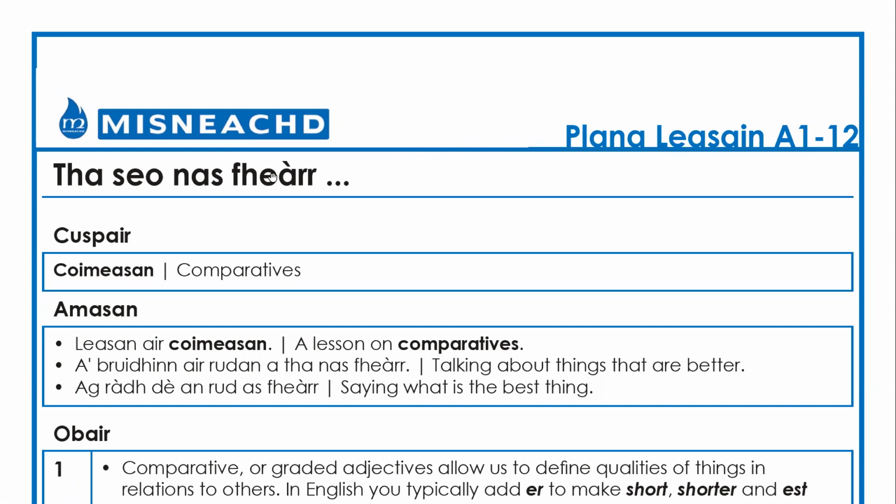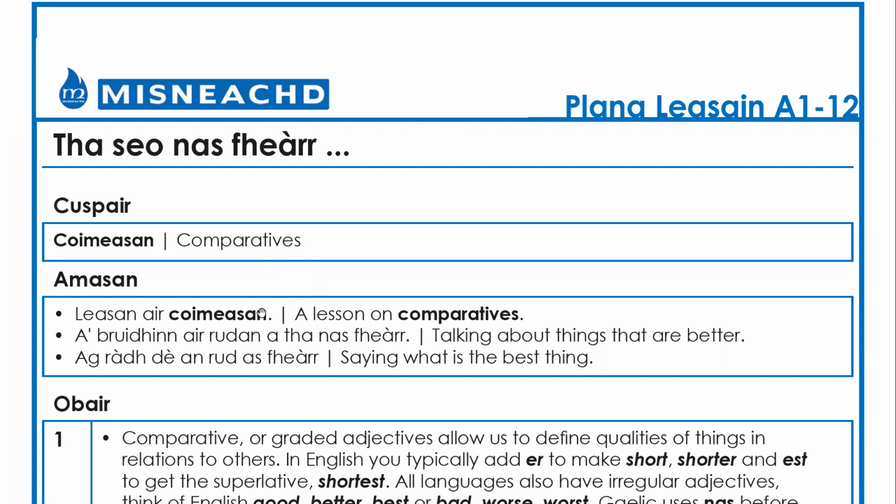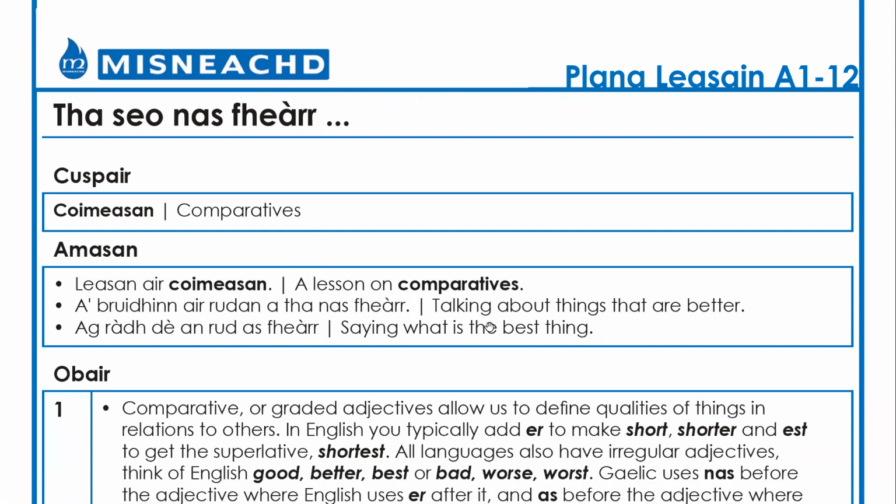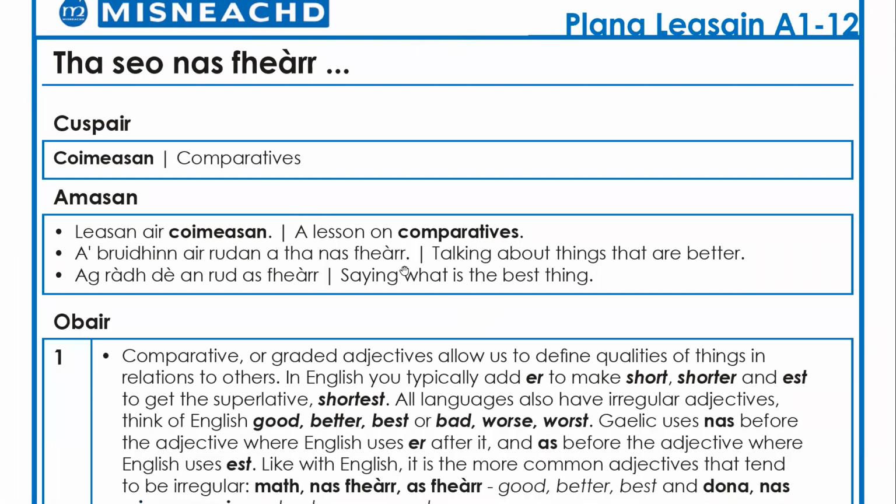Tá sé seo níos fearr. This is better. In this lesson we're going to be looking at comparatives and superlatives, and talking about things that are better or worse, or longer or shorter, and also seeing which is the best thing, the longest, the fastest.